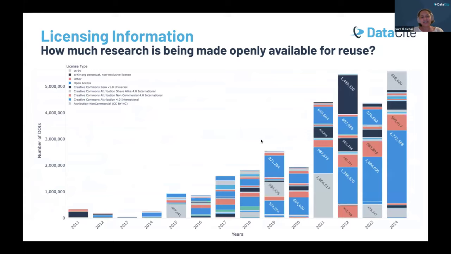Another question that capturing rights information allows us to answer is how much of the research is being made openly available for reuse, and what are the trends over time? So here we're looking at the changes in license and registration practices over time, highlighting the adoption of more open, more permissive licenses. And in the figure legend, you see the top 10 ones that are very permissive, very nicely supporting open science. I would love to see more of this information captured in a more standardized way as well.